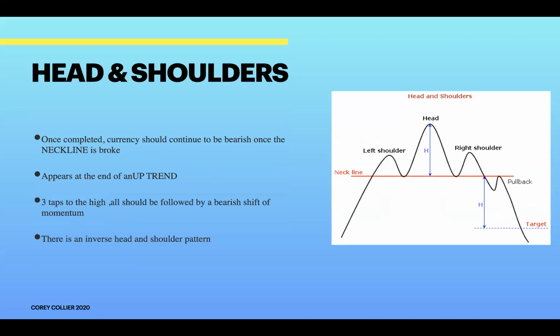So what is a head and shoulders? Once completed, currency should continue in a bearish trend once the neckline is broken. There's a head and shoulders, which is shown to the right, and then there's an inverted head and shoulders. The inverted head and shoulders would be for a bullish trend. This head and shoulders is for a bearish trend. It appears at the end of an uptrend, and it's 3 taps to the high. All should be formed by a bearish shift of momentum.